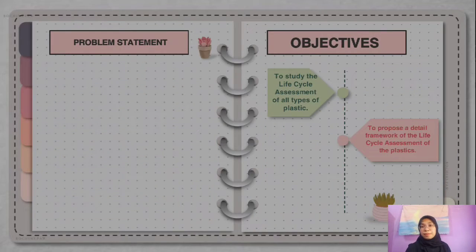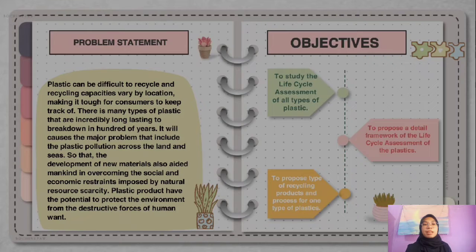Next, for the problem statement, plastic can be difficult to recycle. Recycling capacities vary by location, making it tough for consumers to keep track of. There are many types of plastic that are incredibly long-lasting, taking hundreds of years to break down. It will cause major problems that include plastic pollution across the land and seas, so the development of new materials also aids mankind in overcoming the social and economic restraints imposed by natural resource scarcity. Plastic products have the potential to protect the environment from the destructive force of humans' wants.